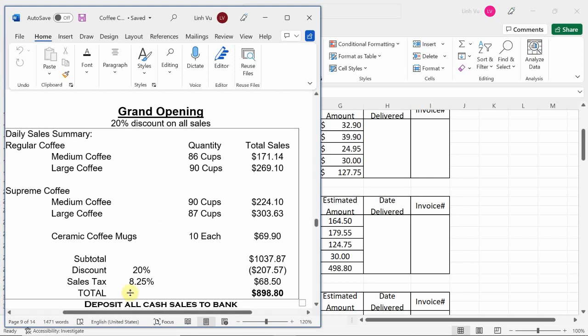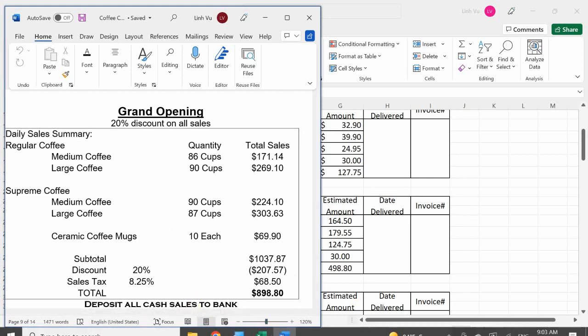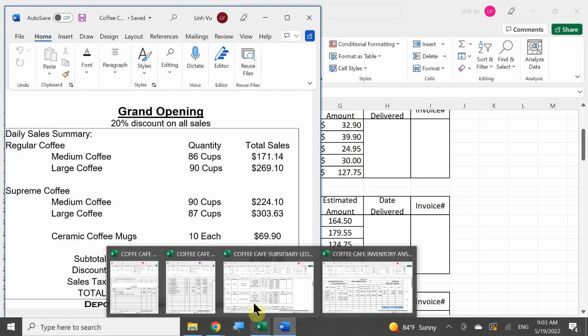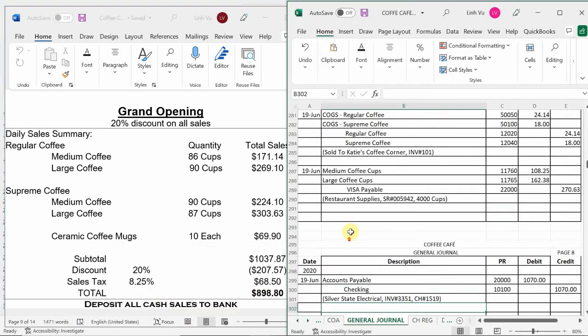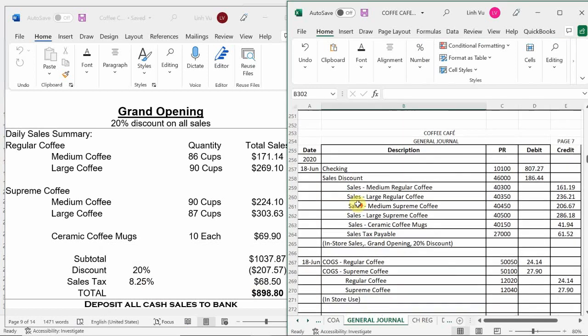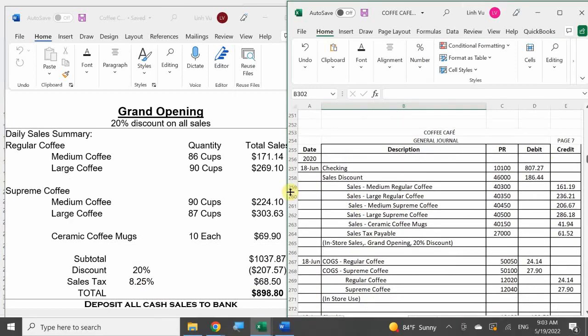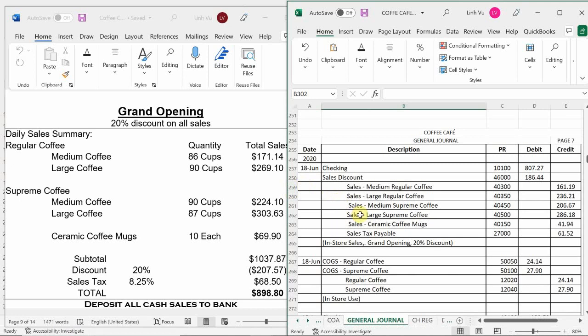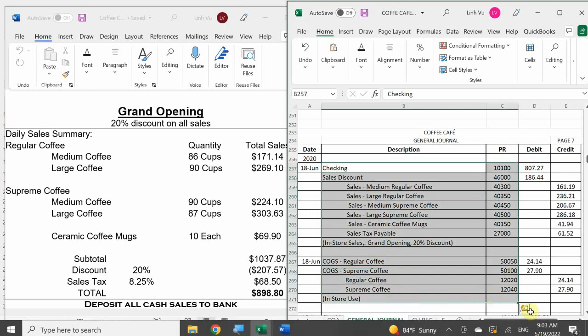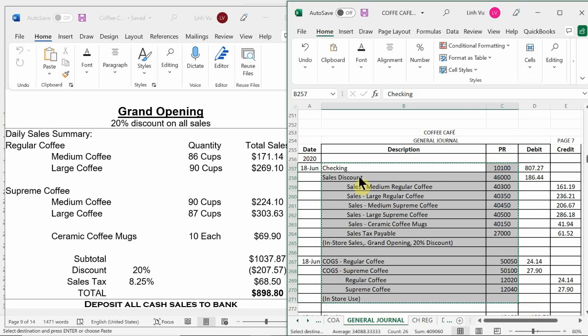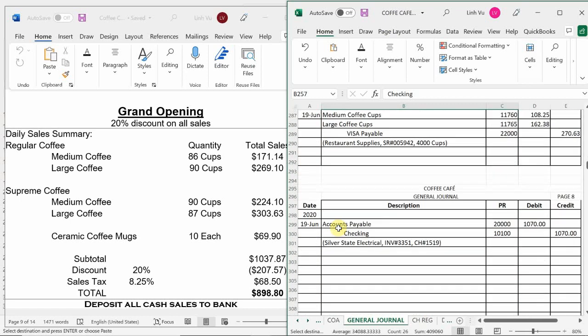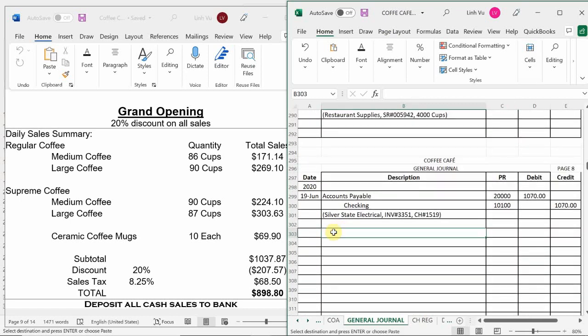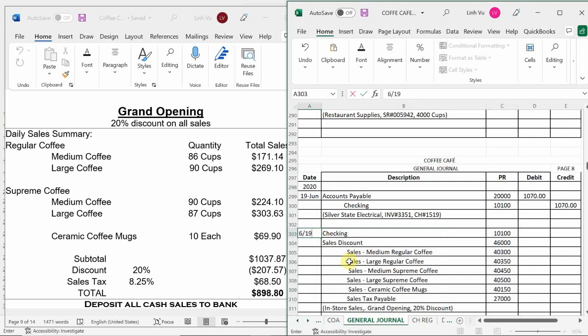Okay. So now it says here I should deposit all the money into the bank. Okay? And we will. So in this case, we have done this transaction before right here. We got checking, sales discount, sales, and then sales tax payable. Okay, so I can copy all of this right here, and I can paste them right here for June 19.